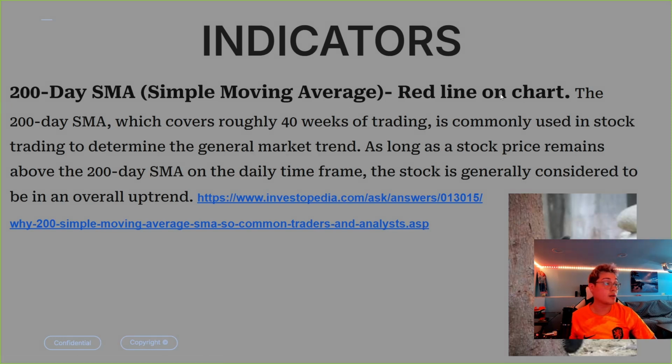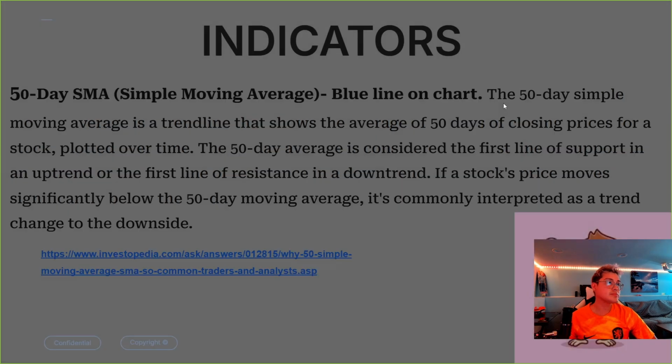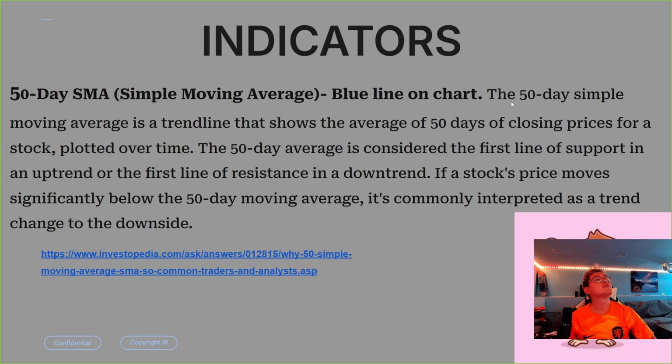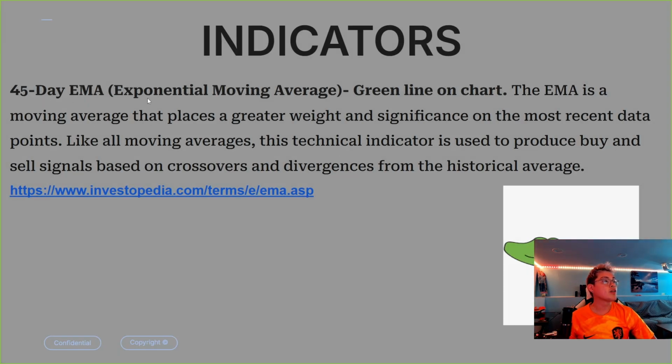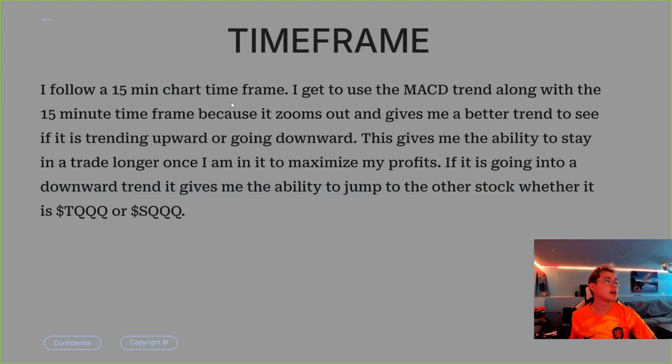The 200-day simple moving average is the red line on my chart. This one's at the bottom of my chart. The 50-day moving average is the blue line on my chart. The 45-day exponential moving average is the green line on my chart. VWAP, volume weighted average price, is the purple line on my chart. This is the best for day trading if you're day trading. Time frame, I follow a 15-minute time frame.